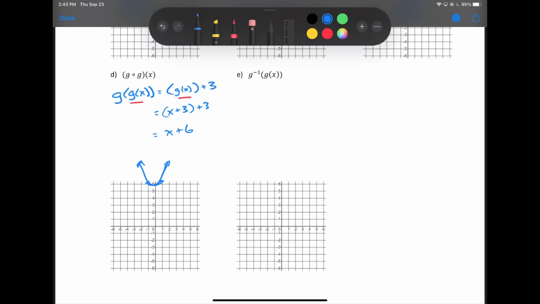G negative 1 of g at x. I'm going to remind you of something just for a second over the side here. If we wanted to solve sine x equals a half, what we would do is type a half into our calculator and do sine inverse, or sine negative 1 of x. And what we're doing on the other side is sine negative 1 of sine x.